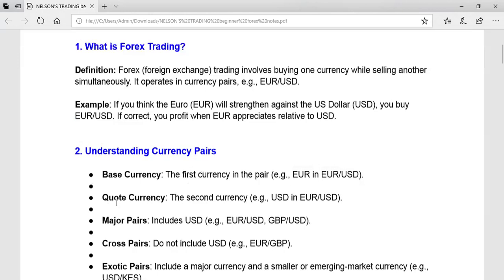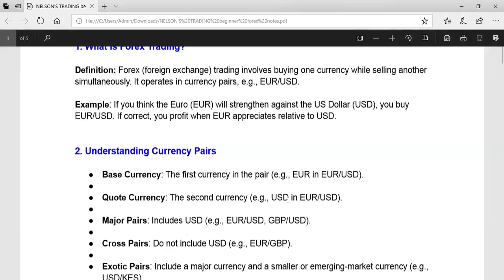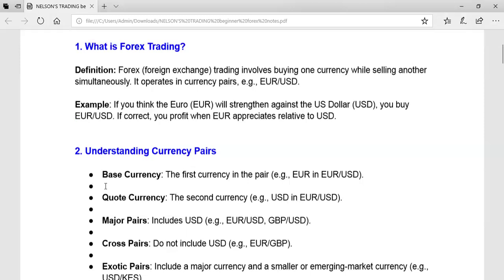Then the next one is the quote currency, the second currency. So the quote currency is the second currency. This one, USD. So USD is our quote currency. So we have EUR/USD. One is the base currency and the other one is the quote currency. The base currency is the one on the left hand side and the quote currency is the one on the right hand side. I'm going to explain more and more about this.